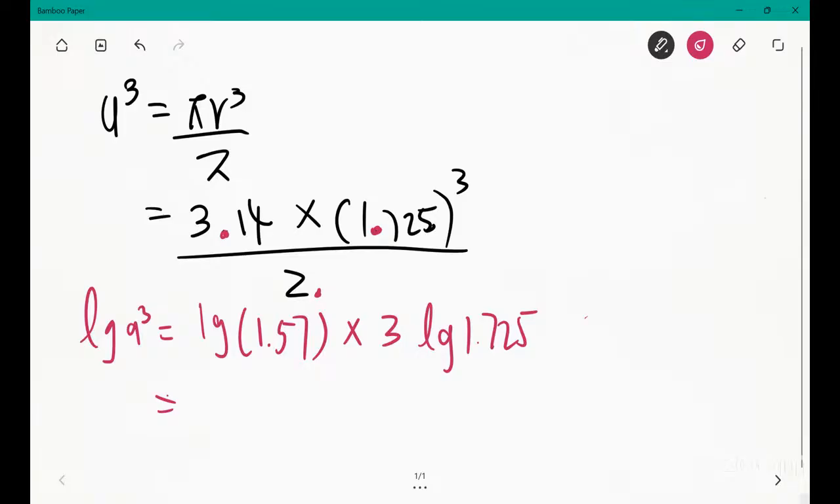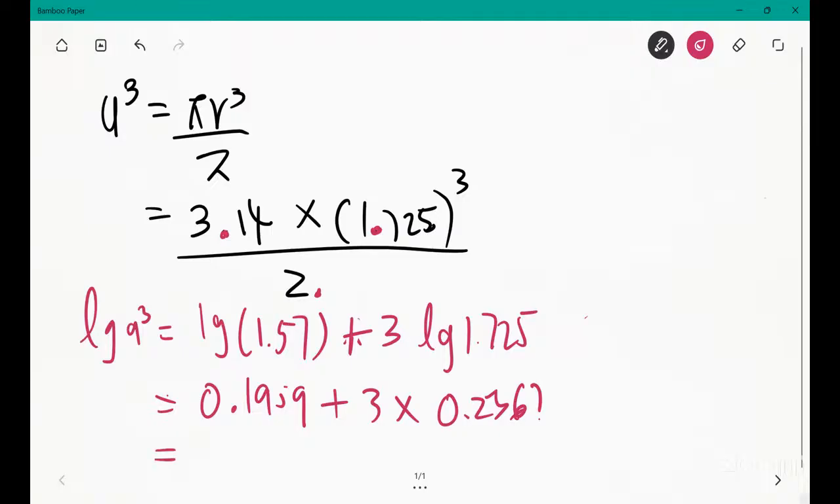Okay, and then you'll find the log value. It's going to be 0.1959 plus 3 into 0.367. Okay, so this is based on logarithms. You'll have to find in the book. And then when you simplify it, your final answer here, you're getting it as 0.9060. So this is in logarithm form.